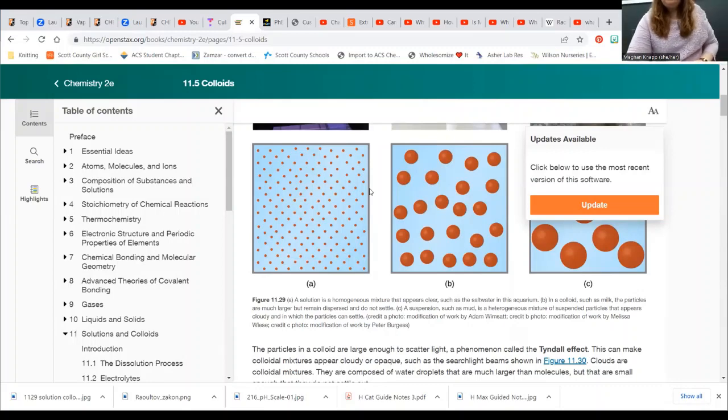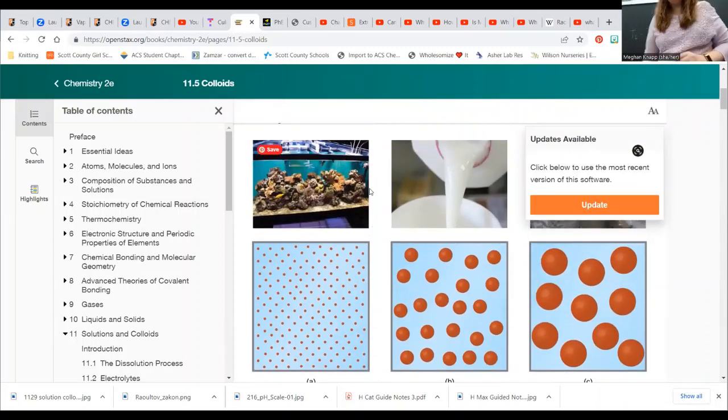What we have here is trying to distinguish between solutions, colloids, and suspensions. I usually think of colloids and suspensions as kind of being the same thing, but your book does differentiate between them. The bottom is our particle level representation. So really, what's the difference between all of them? Close. Yeah, the particle size.